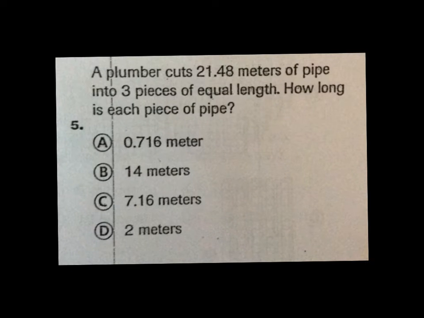Number 5. A plumber cuts 21 and 48 meters of pipe into 3 pieces of equal length. How long is each piece of pipe? A, 716 thousandths meter, B, 14 meters, C, 7 1600ths meters, D, 2 meters.